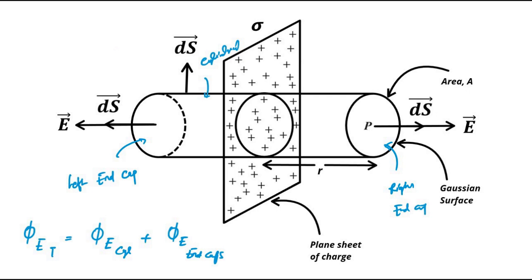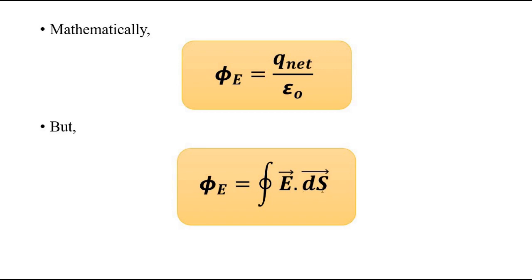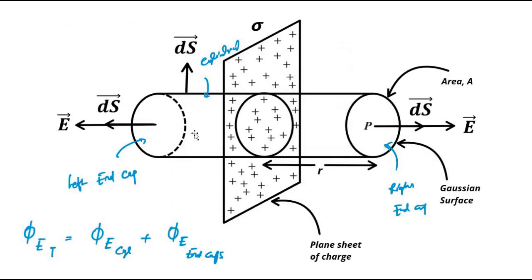That is only what we have to consider here. Now, again, the basic definition of electric flux is the surface integral of the electric field vector and the area element vector. We have already discussed many times that the area vector is always directed outwards, perpendicularly, normally, from the point. So if we consider the cylindrical portion of the cylinder, in that case the area vector will be like this, always pointing outwards.